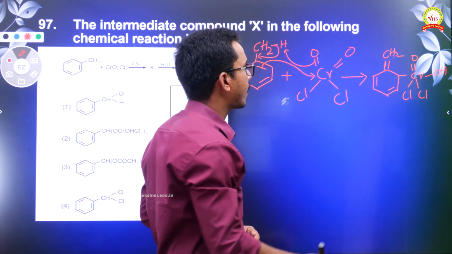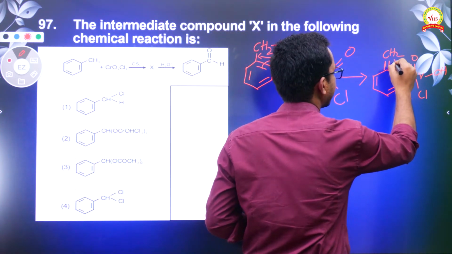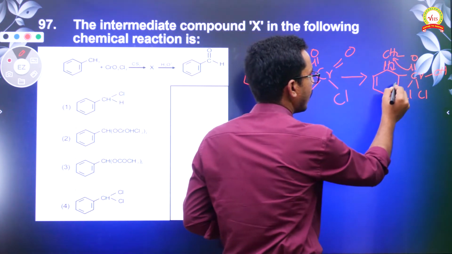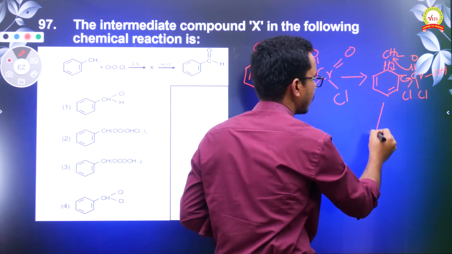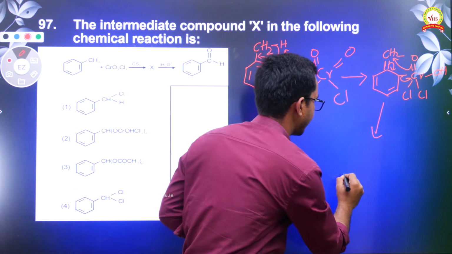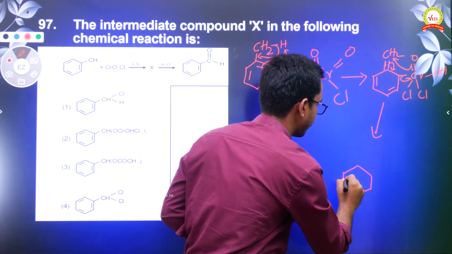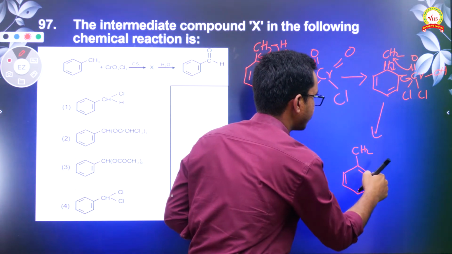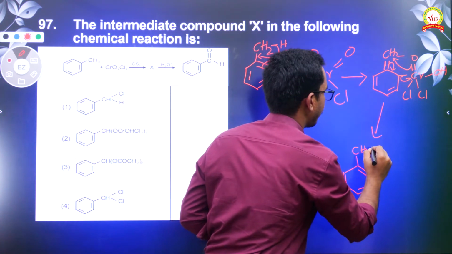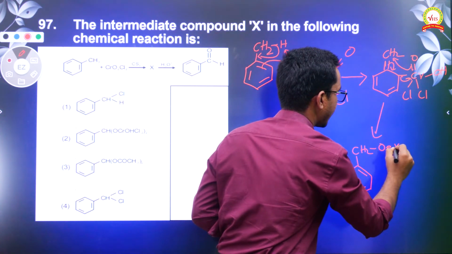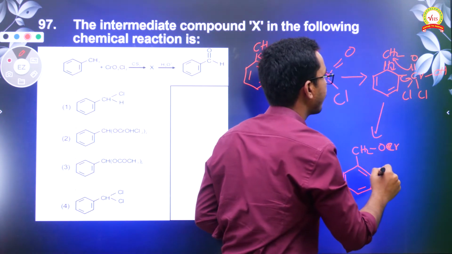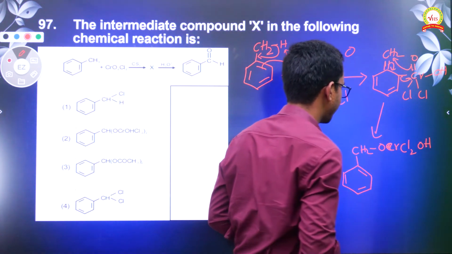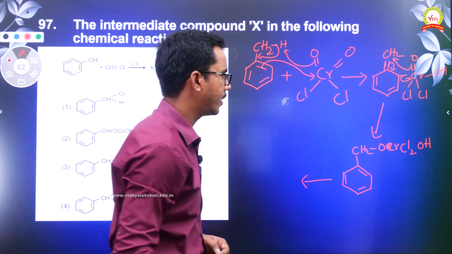Again, a new bond forms between oxygen and carbon. The double bond shifts and a double bond forms in the benzene ring, and this bond breaks. Let us take the benzene ring: three double bonds are formed, there is a single bond CH2, and this bond is already broken. We have O, Cr, chromium, Cl2 and OH. With one mole of chromyl chloride, we get this particular product.